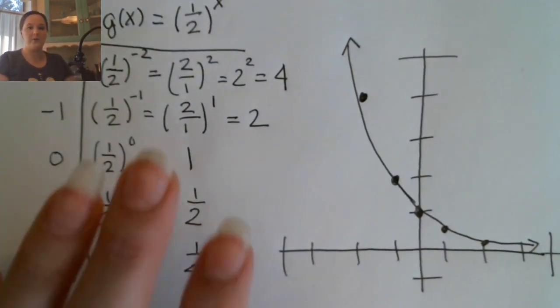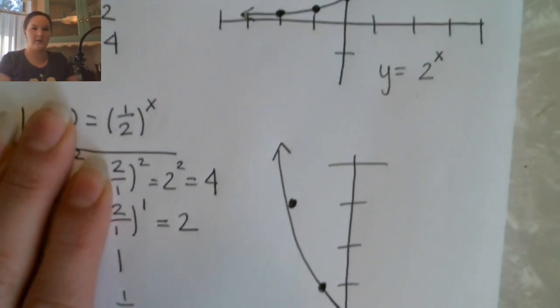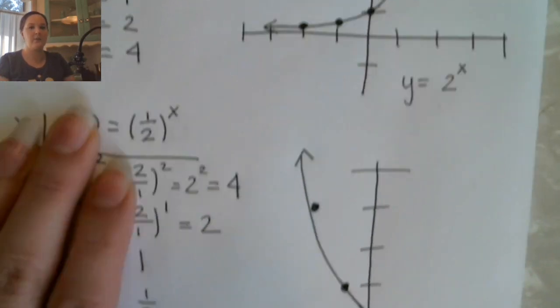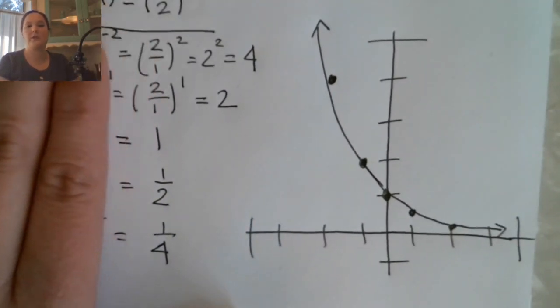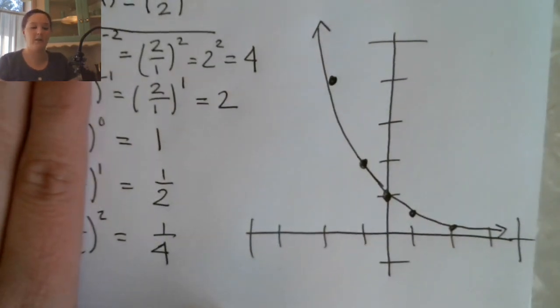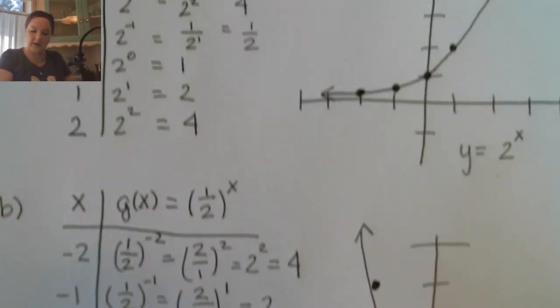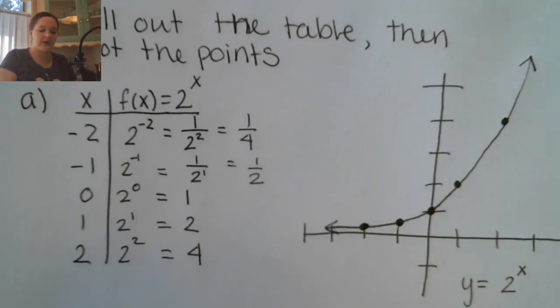So you can see when you look at these two that the shape is mirrored. Similar in shape, but they're reflected. Before we move on to talk about how we're going to graph these without just making a table of points, let's talk about some general properties of these graphs.